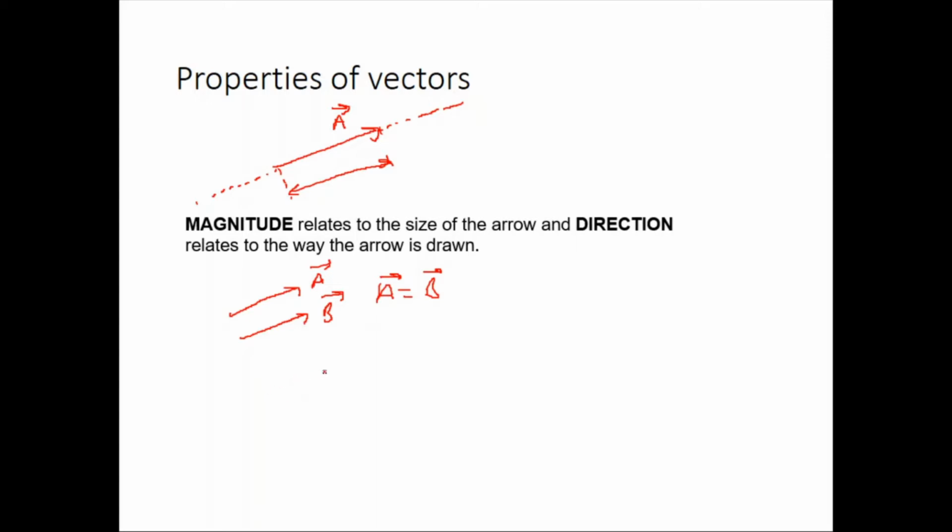On the other hand, what about minus A? A minus sign means you are going to change only its direction. If this is vector A, then minus A is an opposite vector, same magnitude but direction is in the opposite direction.